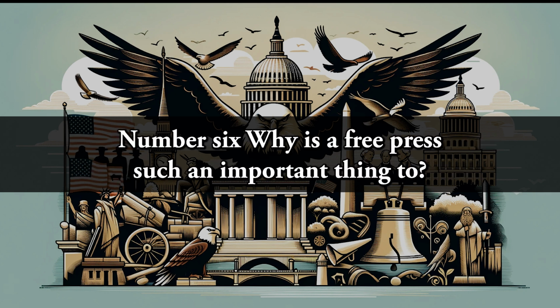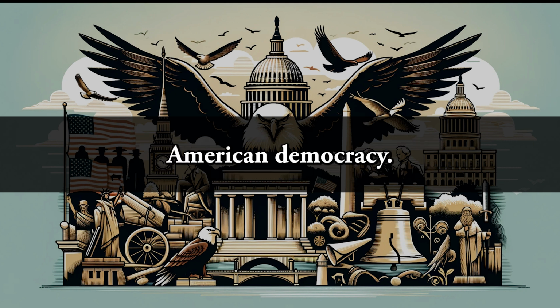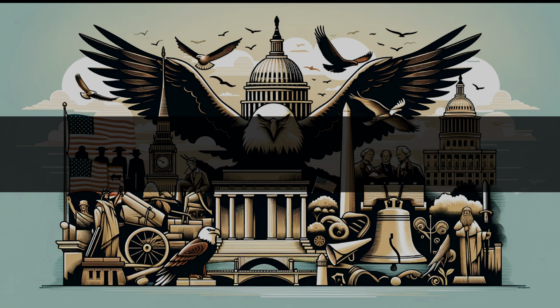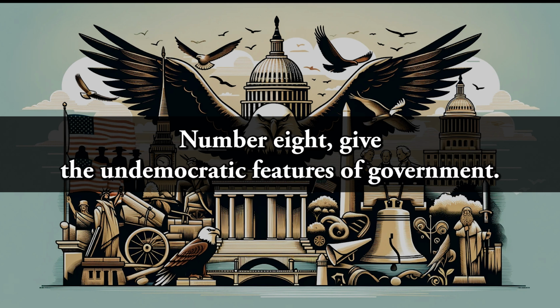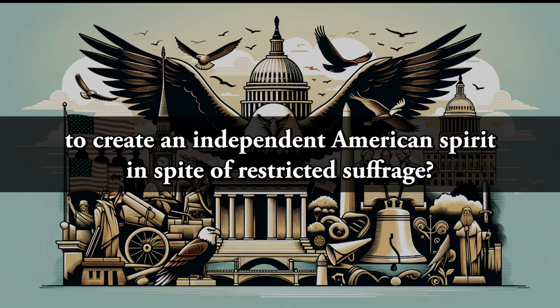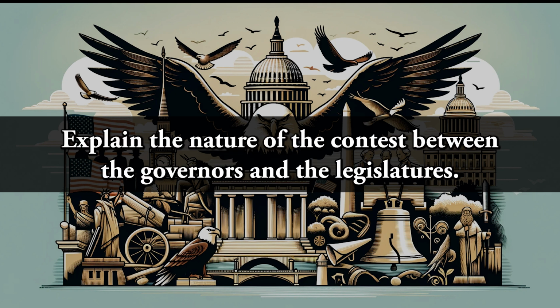6. Why is a free press such an important thing to American democracy? 7. Relate some of the troubles of early American publishers. 8. Give the undemocratic features of provincial government. 9. How did the colonial assemblies help to create an independent American spirit in spite of a restricted suffrage? 10. Explain the nature of the contests between the governors and the legislatures.